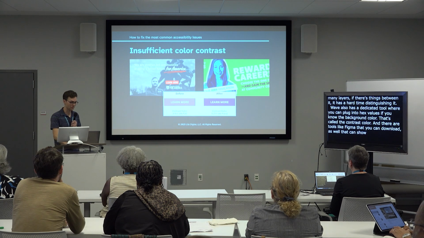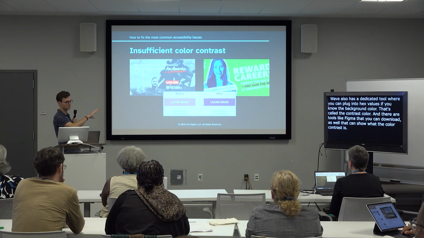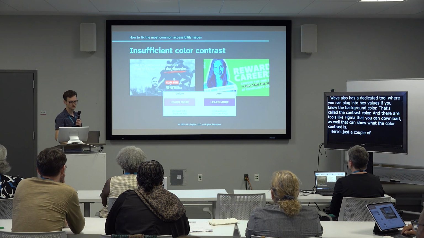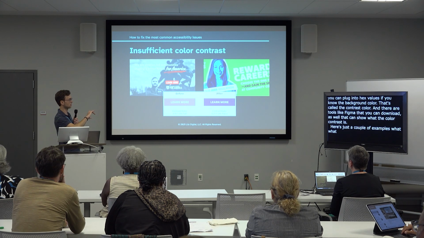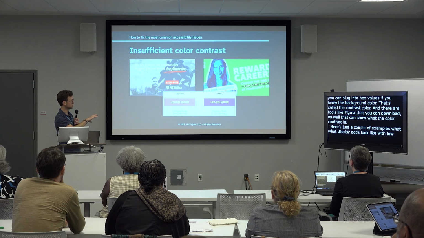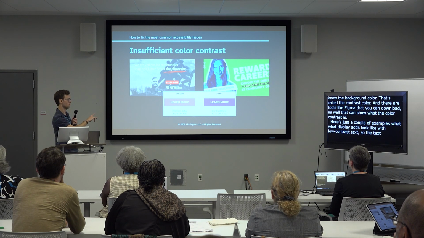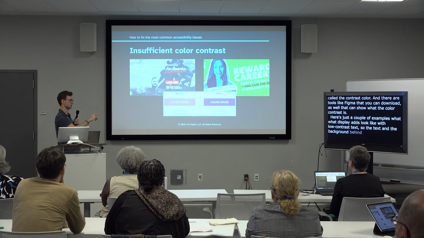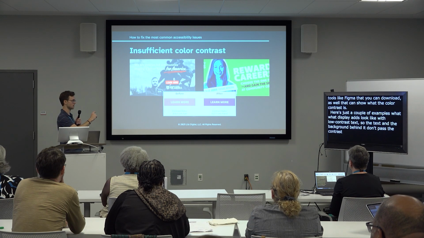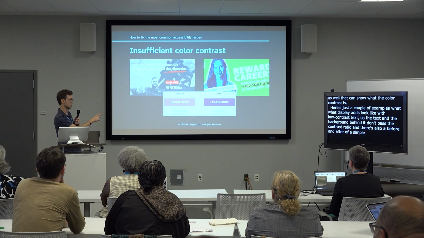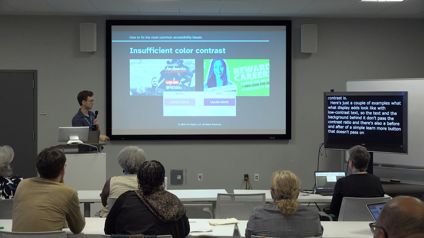Here's a couple of examples of what display ads look like with low contrast text. Both of these, the text and the background behind it, don't pass the contrast ratio. And then there's also an example here of a before and after of a simple learn more button that doesn't pass on the left side, and then that darker color where after updated it passes.